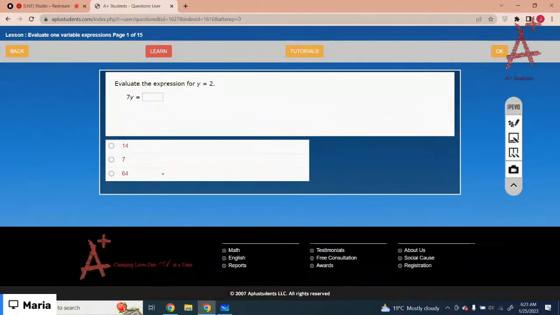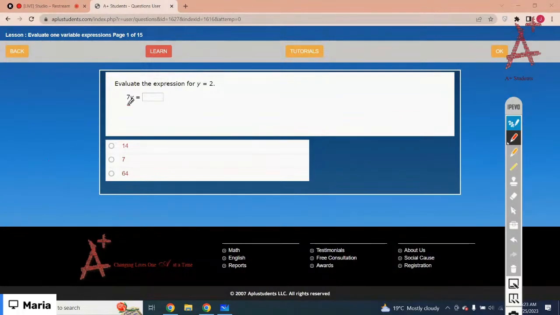Evaluate the expression for y equals 2. Just replace the y with the value, it would be 7y. That means 7 is multiplying to y. 7 times 2 makes 14. Very good. That is the 14. So the correct option is 14.